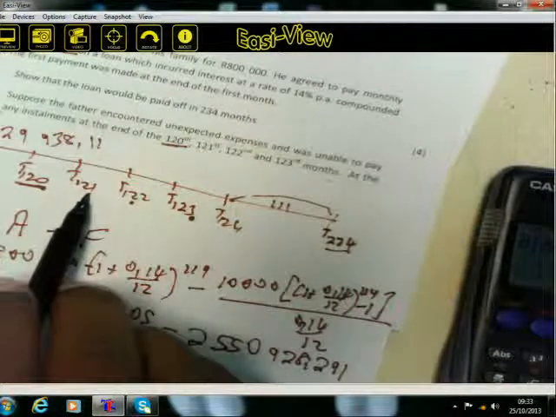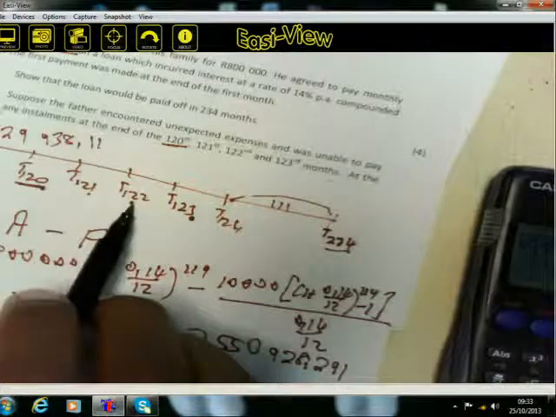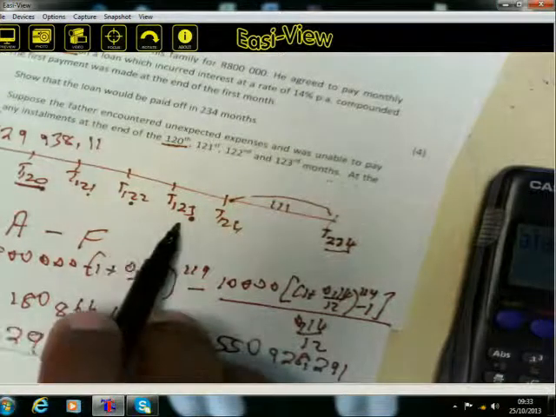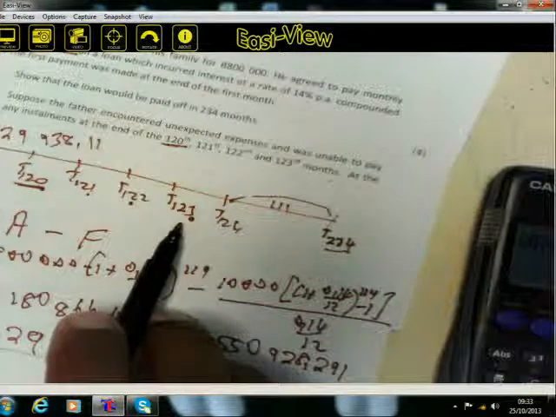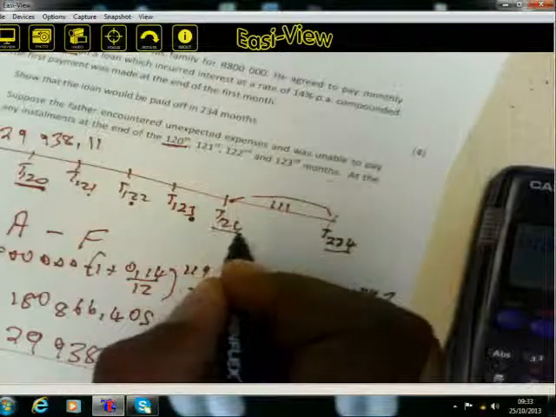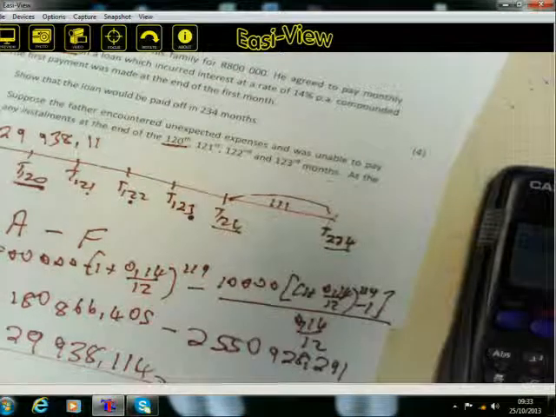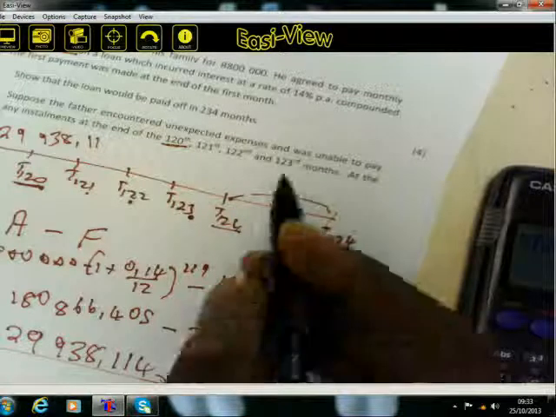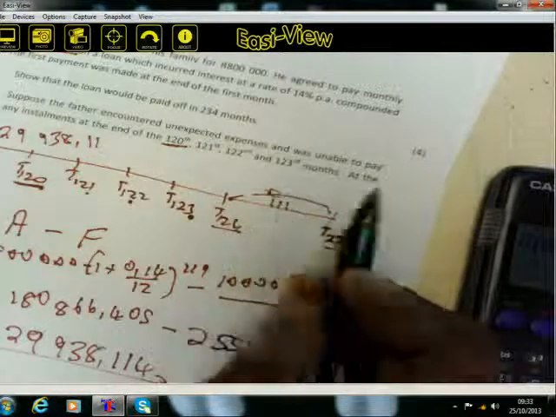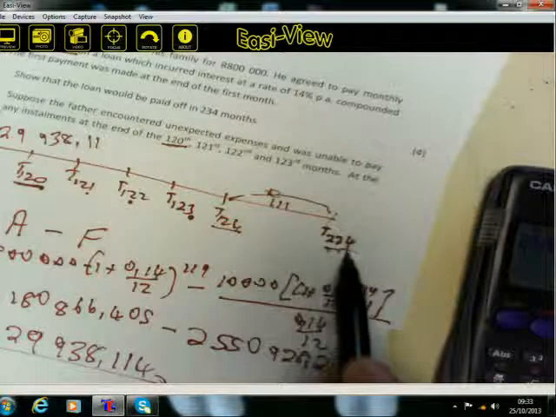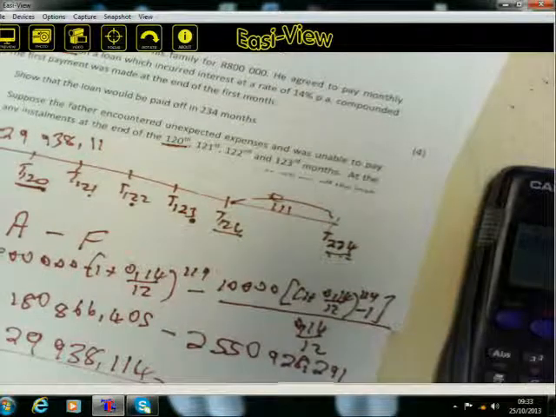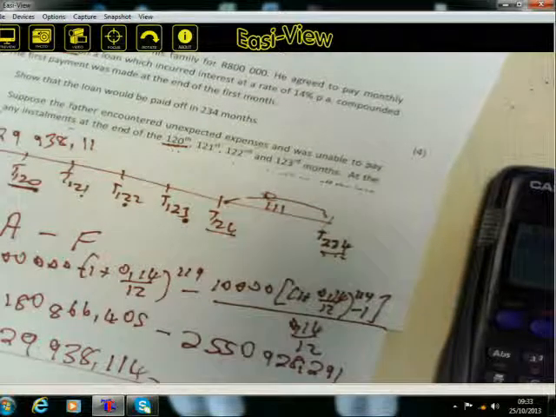At T121 no payments. At T122 no payments, and then at T123 as well no payments. But the first payment was at T124, up to the last one. But we want to find out how much he must now pay so that he has settled the loan at the end of T131, right?